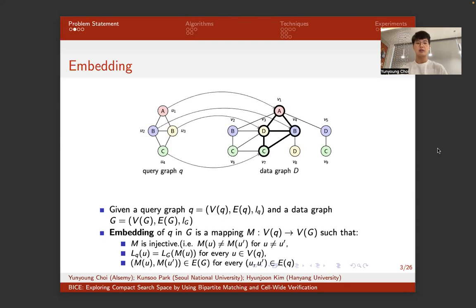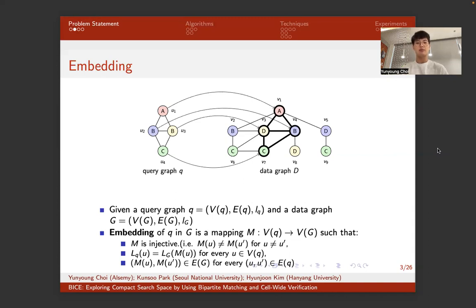To begin with, let's define the concept of an embedding. Given a query graph Q and a data graph G, an embedding of Q in G is a mapping from the vertices of Q to the vertices of G, with three conditions. First, the mapping is injective, and second, for each query graph vertex U, the label of the corresponding mapped vertex should be the same as the original label of U. And last, for every edge in the query graph, there must be a corresponding edge in the data graph G.